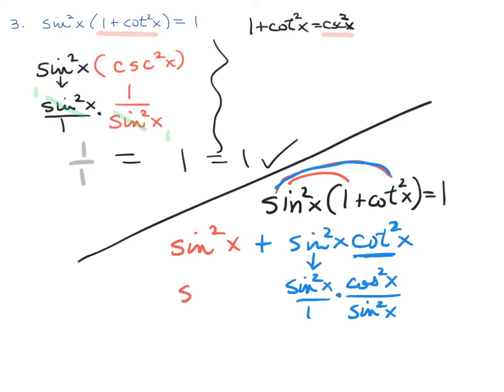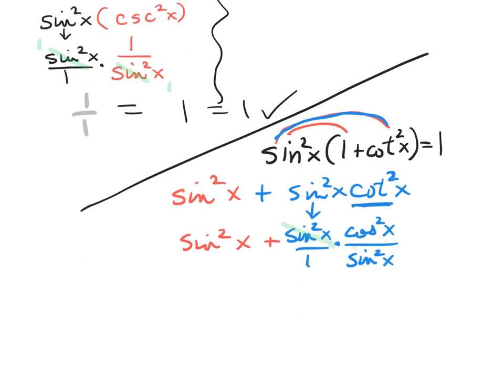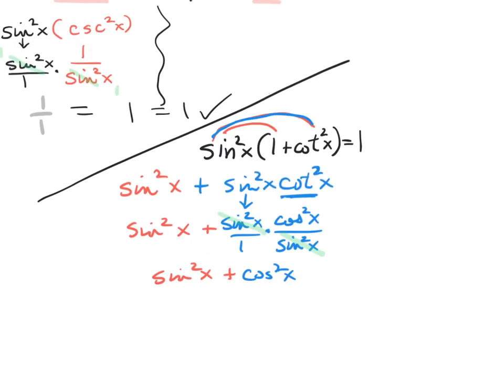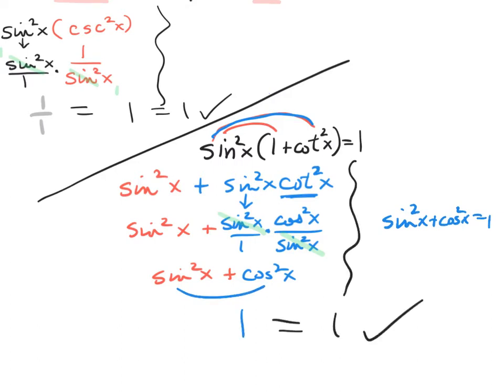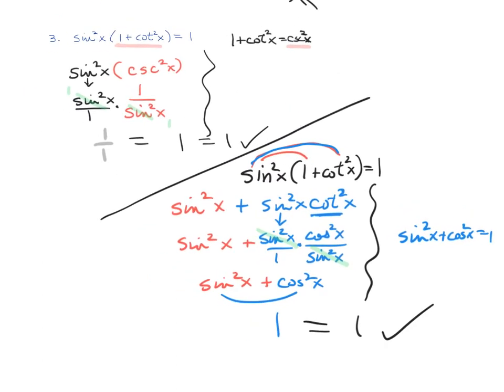I can drop down my red, and notice this simplifies. And now I have sine squared x plus cosine squared x. And remember, this is another identity: sine squared x plus cosine squared x equals 1. So now I'm going to change this to a 1, and notice that's what I was trying to make it equal. So just to show you, the other way I did it a lot faster. But again, there's nothing wrong with this method either.